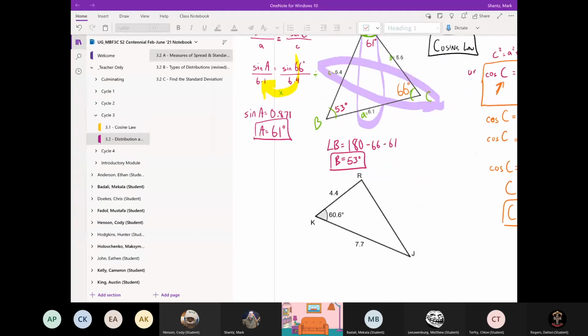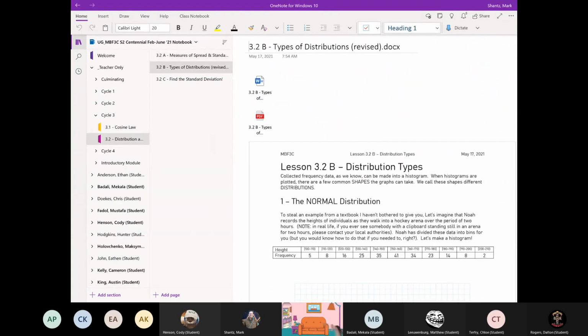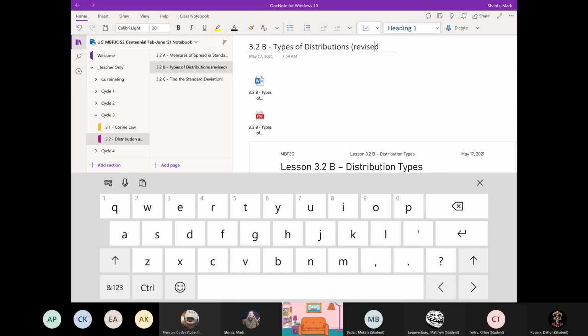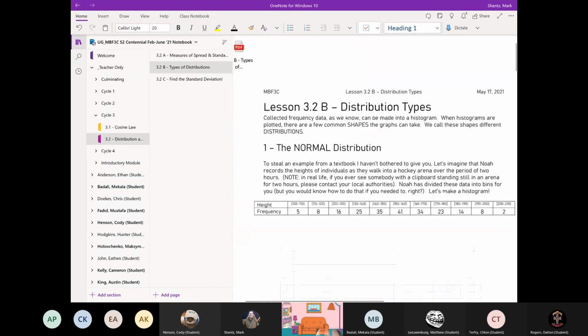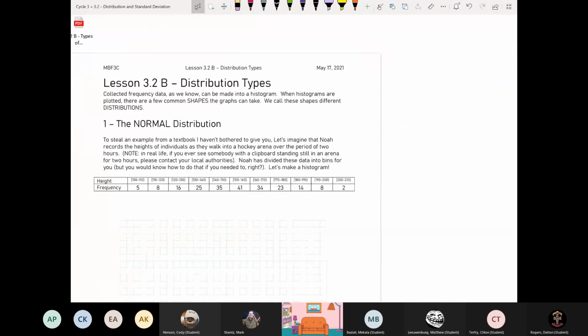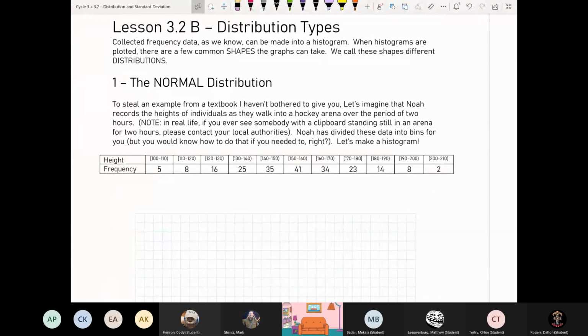All right. Let's go to part 2, which is talking about something called distributions. So we're going to do something called distributions. And basically what that means is how the data we've just been talking about falls relative to the mean, right?